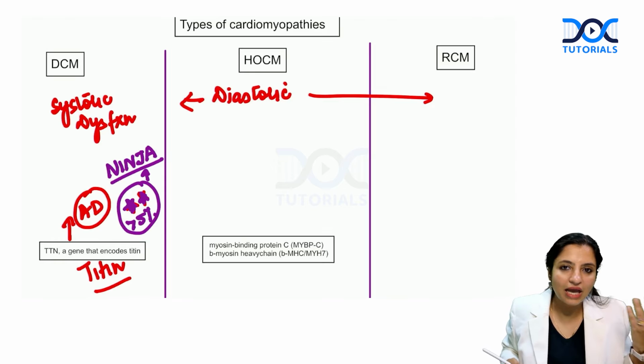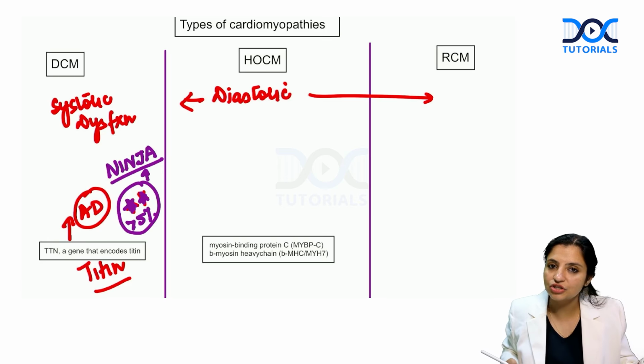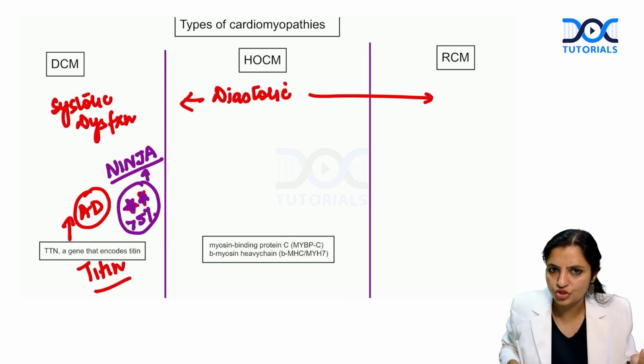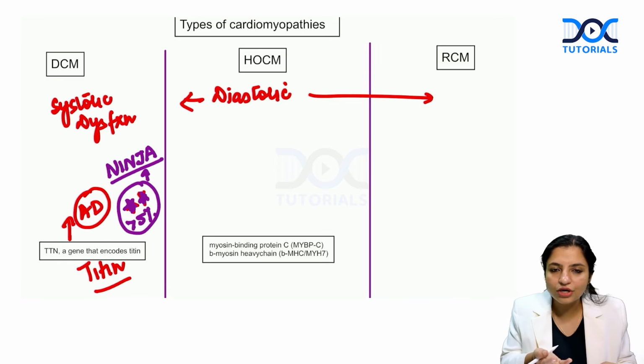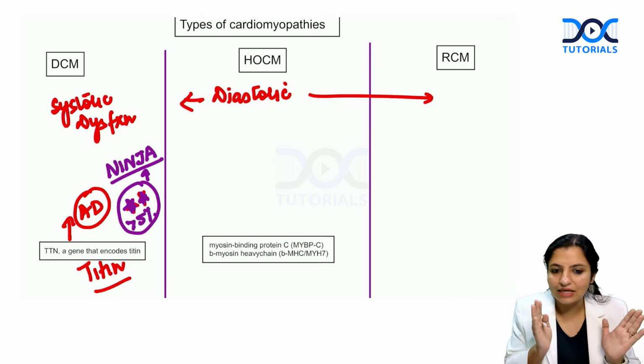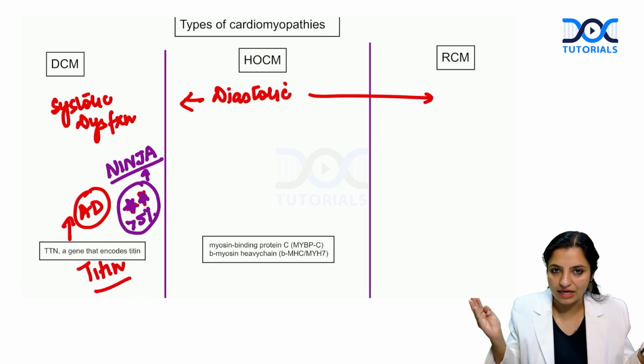Otherwise, it can also be X-linked, which is usually seen in patients of Duchenne's muscular dystrophy, or it can be mitochondrial defects also. So again, dilated cardiomyopathy can show you various inheritance patterns.